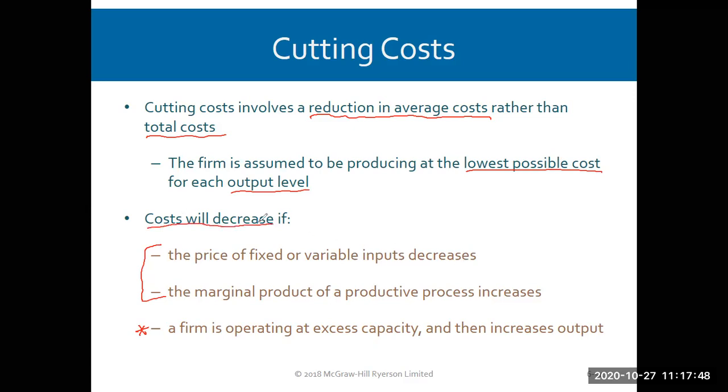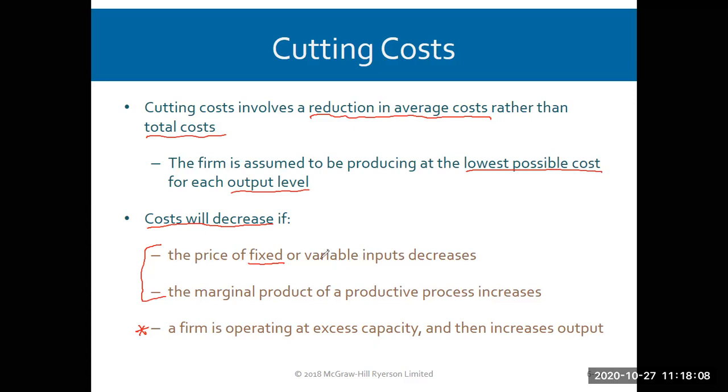So we want to draw a picture of that, but just think, what if I went out? What are my fixed costs? Well, there's lots, but I'm just going to say, what if I went out and negotiated a lower rent? Then my fixed cost goes down. So therefore my average fixed cost goes down and my average total cost goes down.